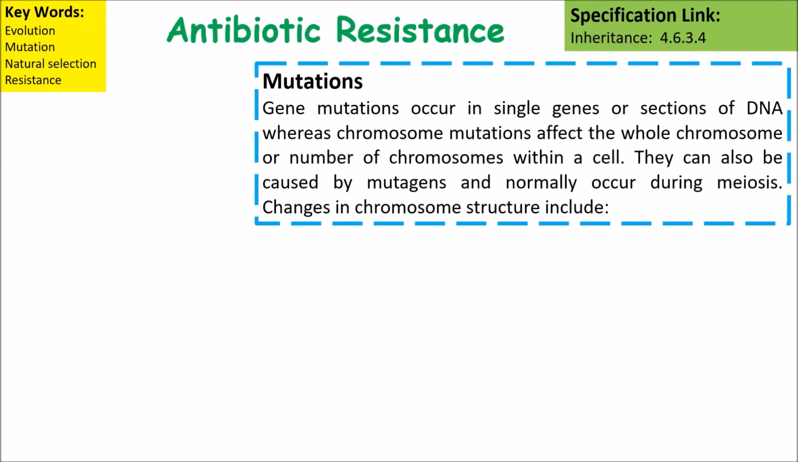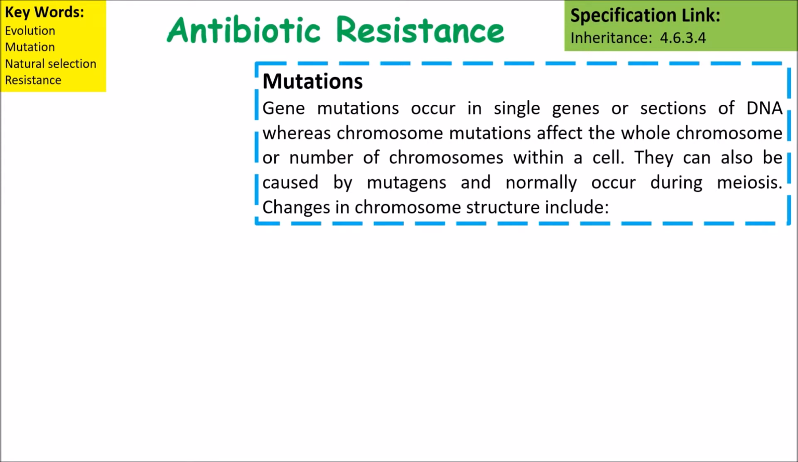Gene mutations occur in single genes or sections of DNA, whereas chromosome mutations affect the whole chromosome or a number of chromosomes within a cell. They can also be caused by mutagens and normally occur during meiosis.